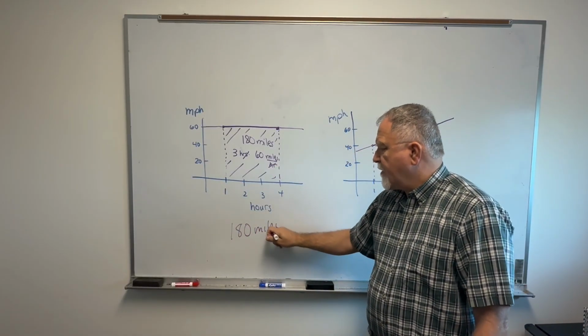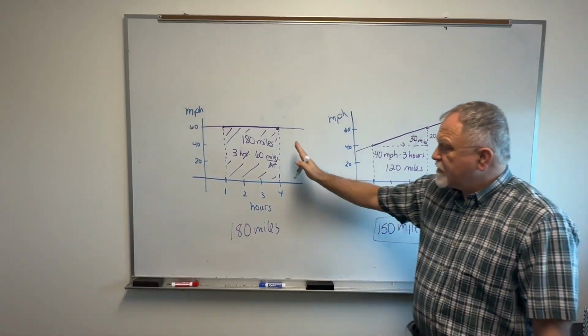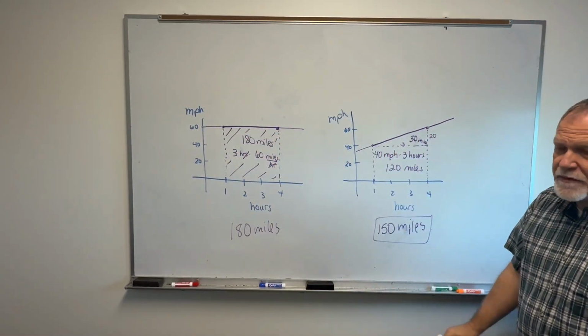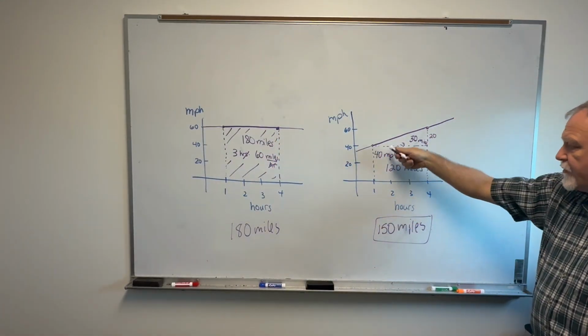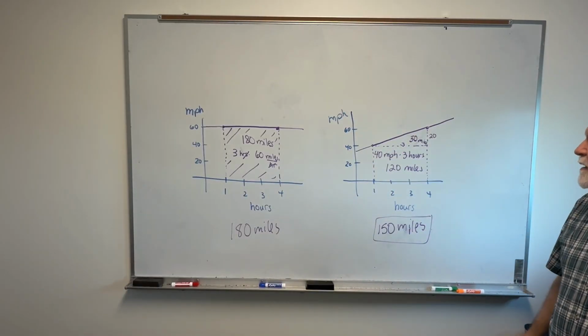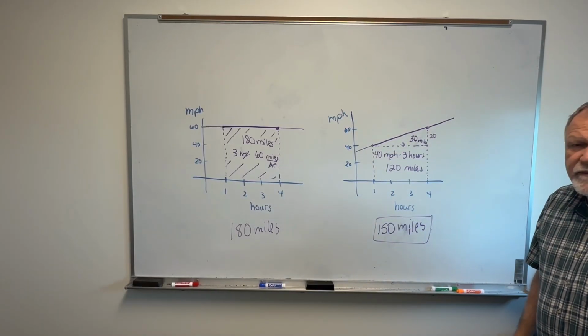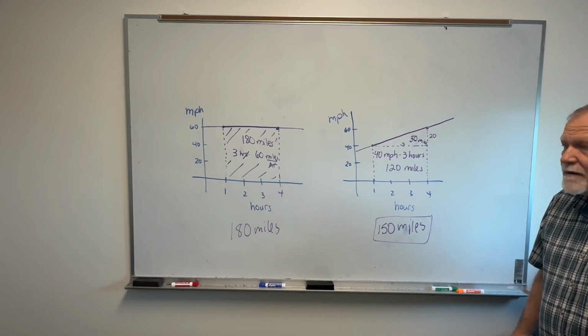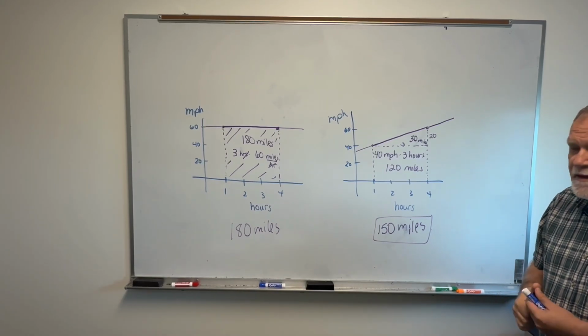Well, this is all fine and great as long as the shapes created here are simple geometric shapes. Here we have a rectangle. Here we have a trapezoid, which we were able to break into a rectangle and a triangle and do those calculations. But what if it's not as clean as that? So let's look at an example where it's not as clean.